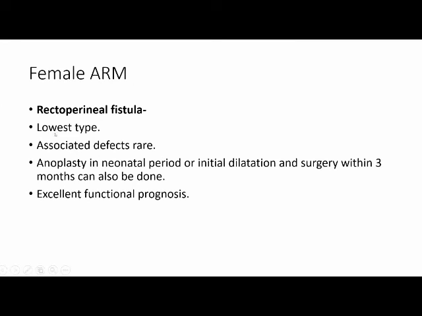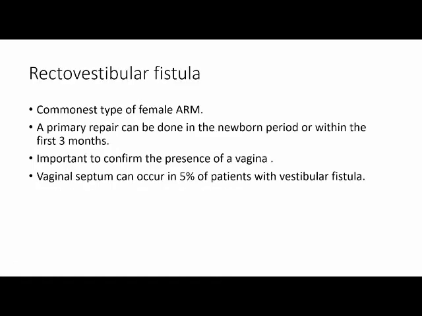Now coming to female ARM, and the first one will be a rectoperineal fistula. It will be the lowest type of ARM in the case of female, and associated defects are rare. Anoplasty in the neonatal period can be done, or initially you can do dilatation if the child's condition is not stable, and later on go ahead with a definitive surgery in 3 months' time. It has an excellent functional prognosis, as in the case of male low ARMs.